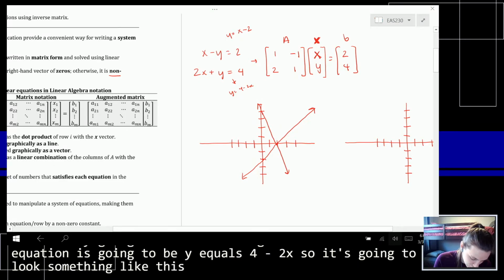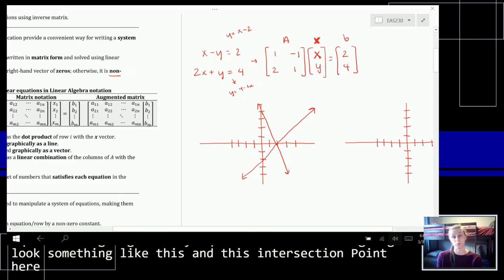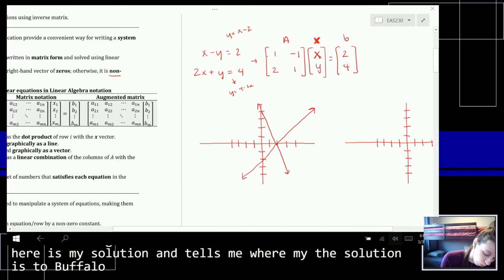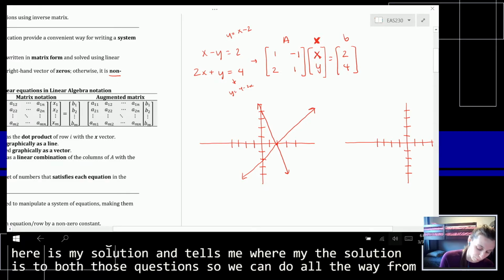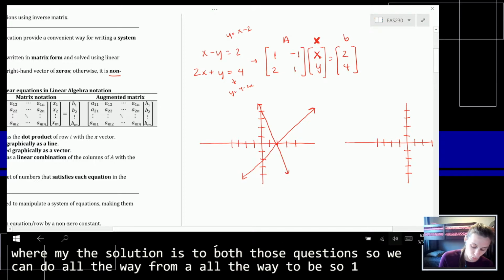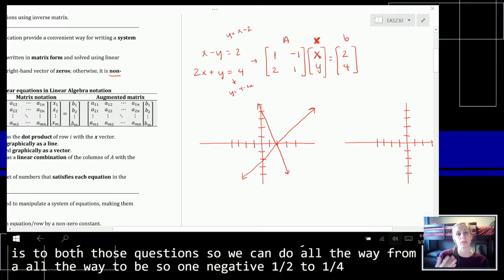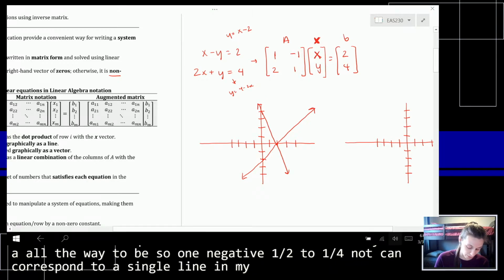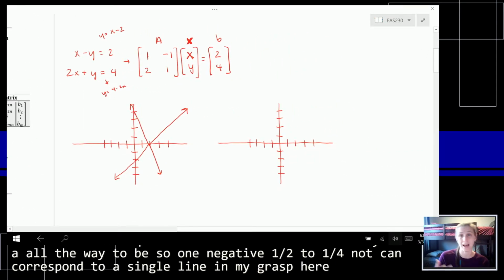And this intersection point here is my solution. It tells me where the solution is to both of those equations. So each row, all the way from A to b, so 1, -1, 2, 2, 1, 4, can correspond to a single line in my graph here. We can also think about them as vectors.